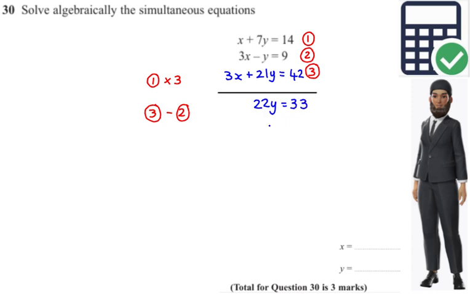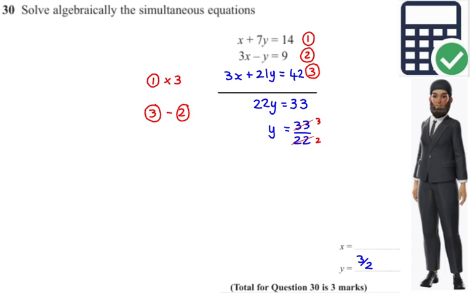Now we need to divide through both sides by 22, then you get 33 over 22. Divide the top and bottom by 11, because that's the highest common factor, and then you'll end up with 3 over 2. So therefore the value for y over here is going to be 3 over 2. So let's write 3 over 2 over here, or it could be 1.5.